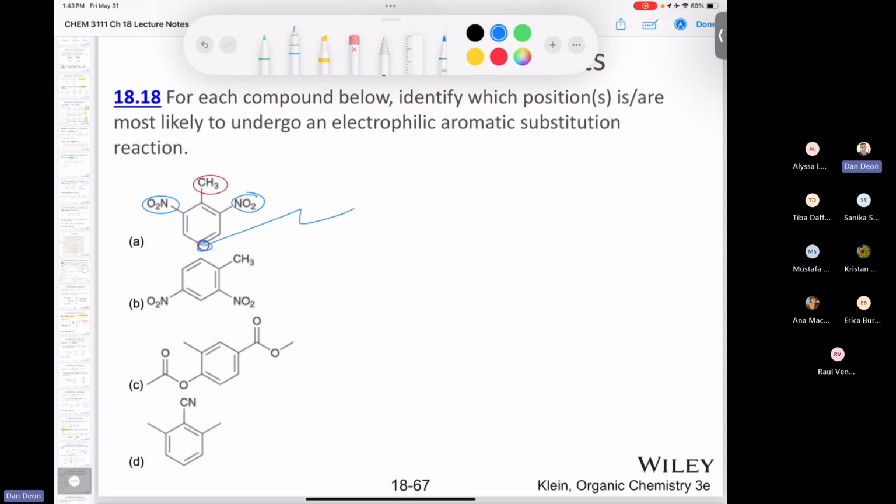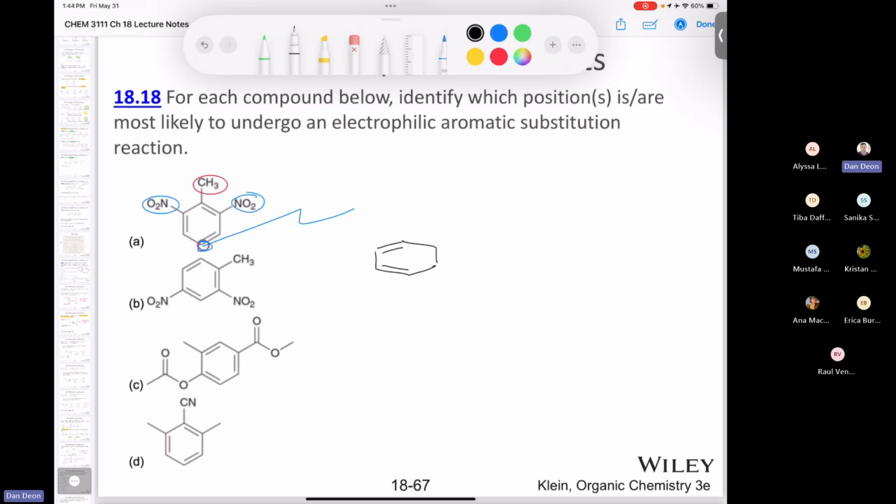Give me a thumbs up if you're with me on the rationale for that. All right, awesome, awesome. So now I'm going to redraw this molecule just so I have a little more room to work on it.